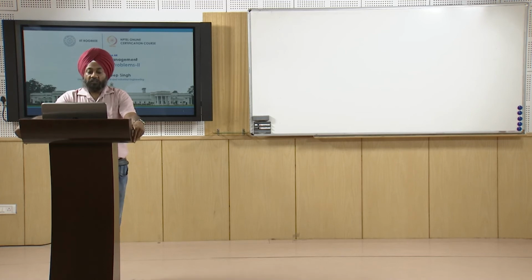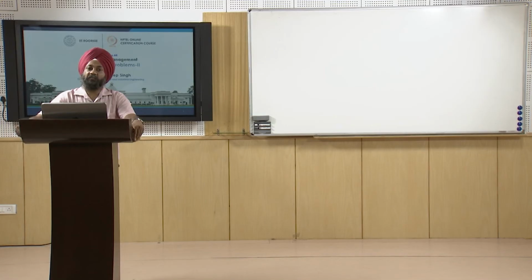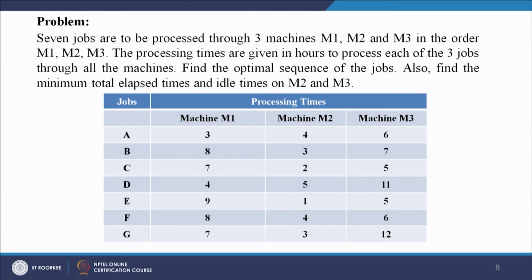As per the problem, you can see, as I have been using this term columns again and again, on this screen you can see that there are 4 columns. The first column represents the jobs, and in this case we have 7 jobs which have to be sequenced, and the processing times are given in the next 3 columns, that is for machine 1, machine 2 and machine 3. So 7 jobs are to be processed through 3 machines, M1, M2 and M3, and the order is also specified, which was one of the conditions that we saw in the beginning of today's session, that is M1, M2 and M3. The processing times are given in hours to process each of the 7 jobs through all the machines.